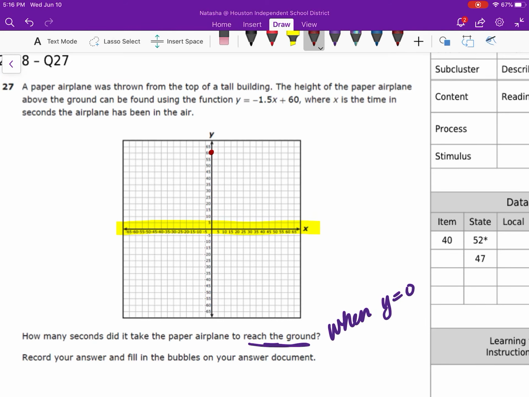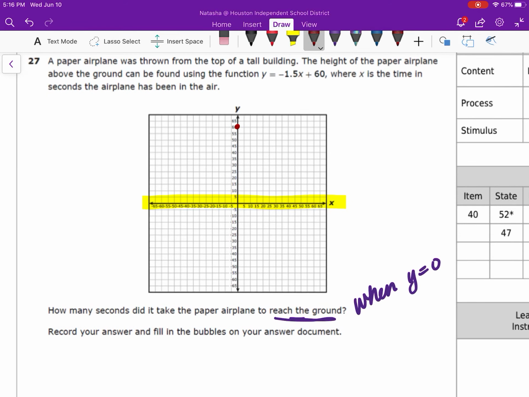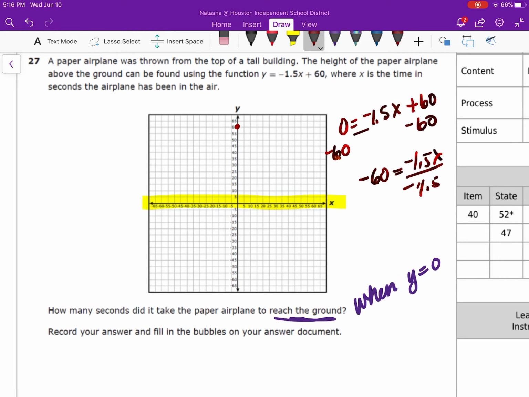So that's here. And really, I don't even need to graph it. And they're not going to count off for to graph it. So I'm just going to put 0 is equal to negative 1.5x plus 60. And I'm going to solve for x. So I'm minus 60. Minus 60 is going to give me negative 60. It's equal to negative 1.5x.